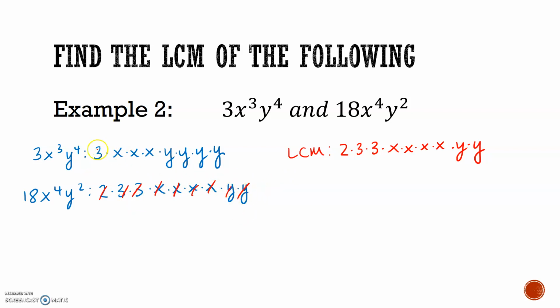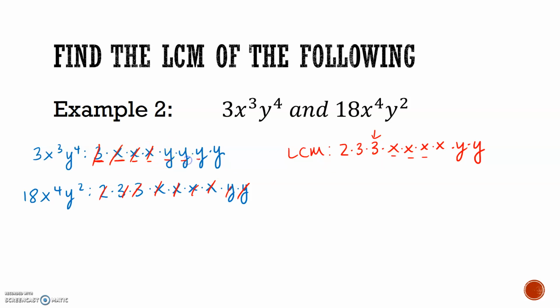Now, what's missing from here? Is this 3 missing? No, it's right here. So, is this x missing? No, I have it right here. Is this x missing? No, I have another one here. Is this x missing? No, I have another one here. So none of the x's are missing. I already have 3 of the x's.